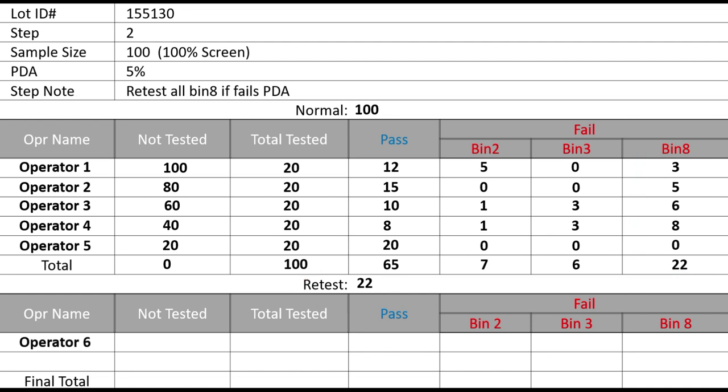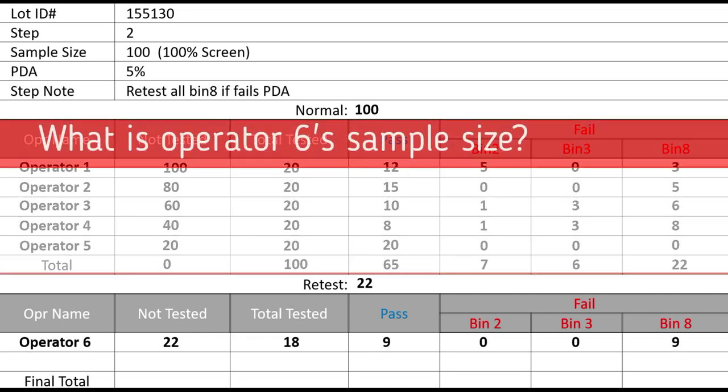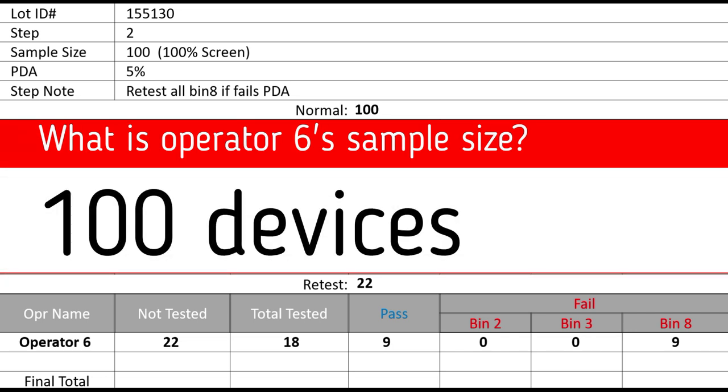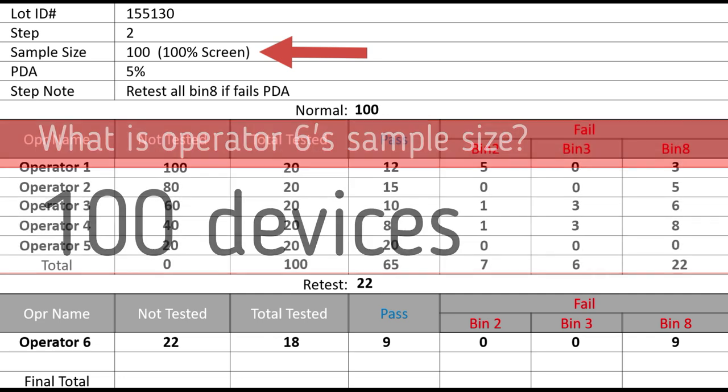Since we've determined that a retest is needed, operator 6 comes in and they actually have 22 not tested devices due to what our notes state. They, however, will only test 18 devices with 9 devices passing and 9 devices failing bin 8. So now my question is, what is operator 6's sample size? Well, it's still 100. This is because operator 6 is still in the same step as the previous operators. The only difference is they are doing the retest portion of this step.